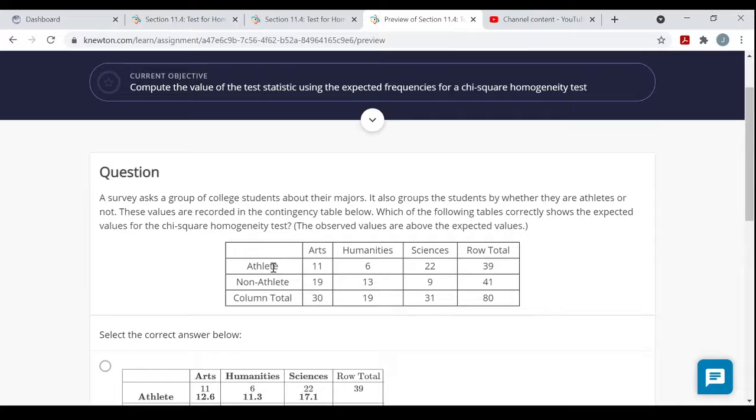For the homogeneity test, what we'd be testing is, is the distribution of majors for all athletes the same as the distribution of majors for all non-athletes? That's what we'd be testing in a homogeneity test. So I'm going to write this table down and get into how we calculate the test statistic for this chi-squared test.